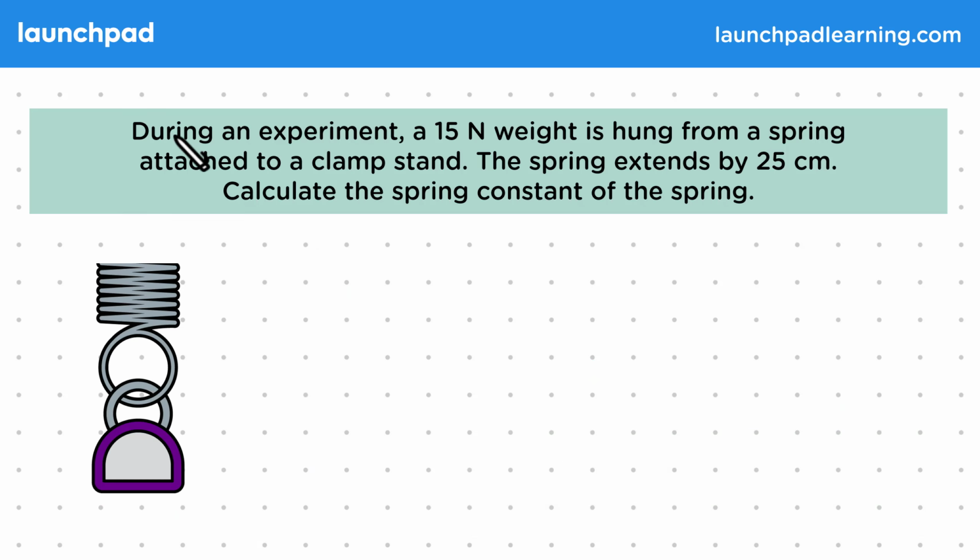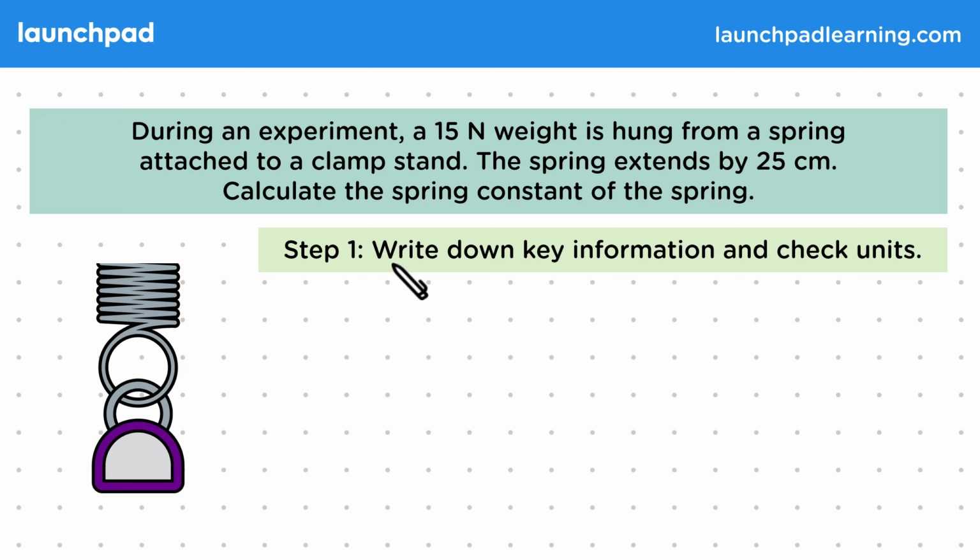Let's try using this equation in an example. During an experiment, a 15 newton weight is hung from a spring attached to a clamp stand. The spring extends by 25 centimetres. Calculate the spring constant of the spring. Now, this is actually a common way of measuring spring constant. You may have done an experiment like this one in the classroom.